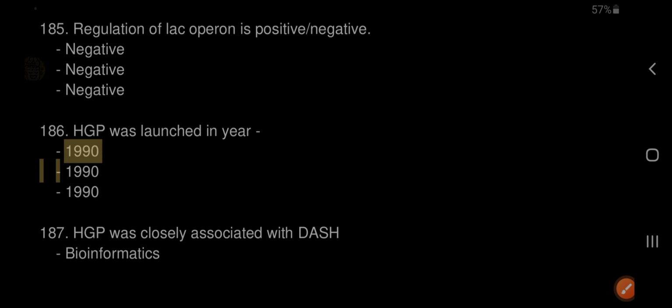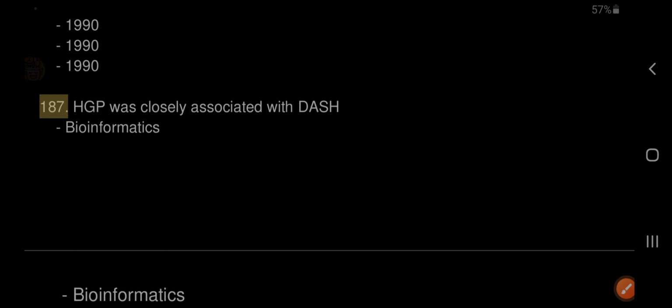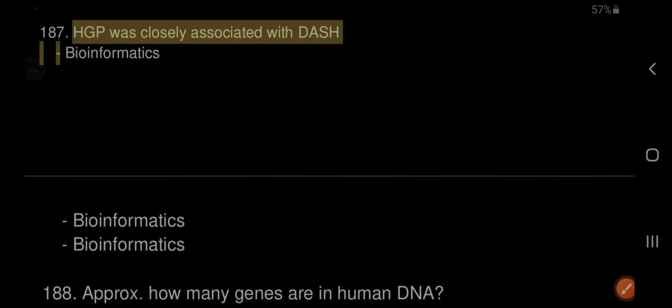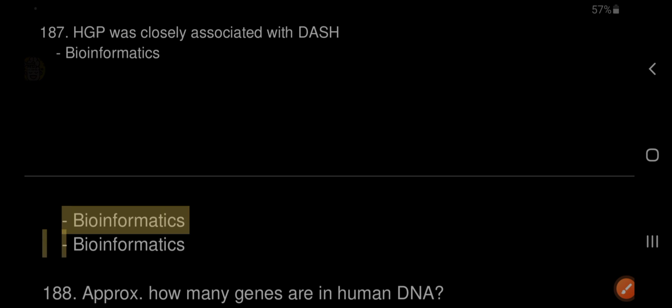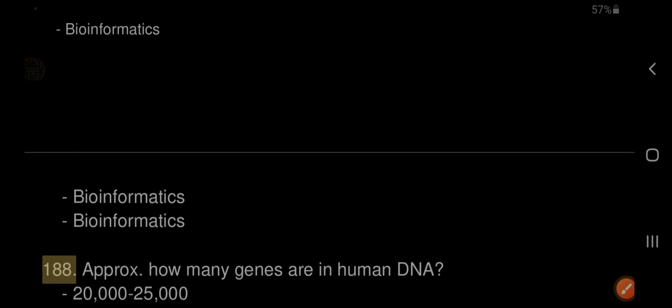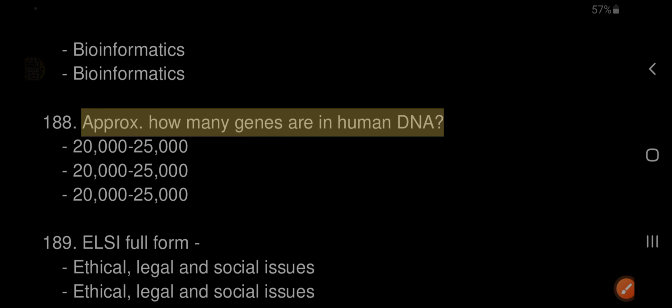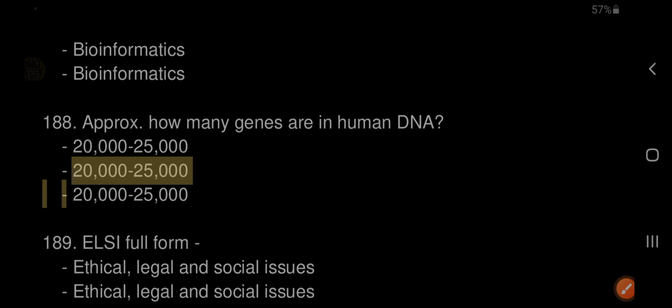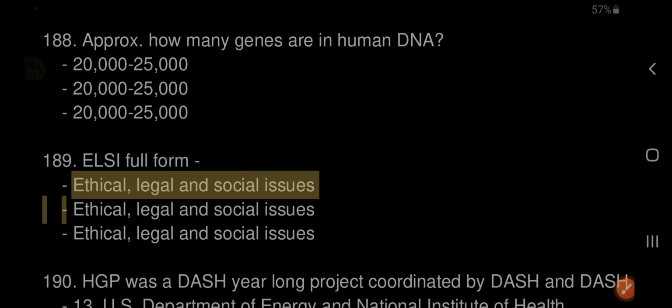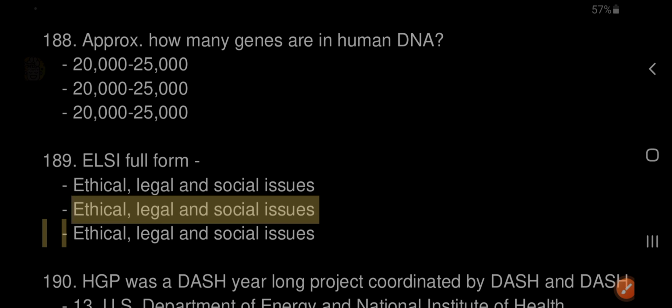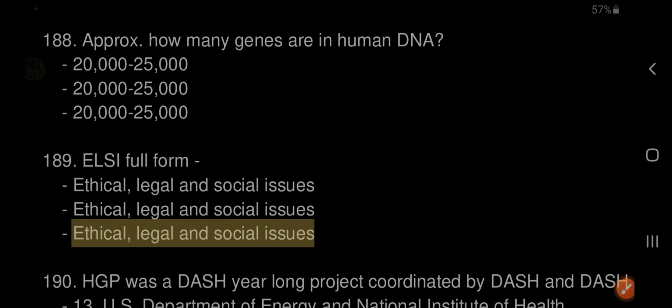187. HGP was closely associated with bioinformatics. 188. Approximately how many genes are in human DNA? 20,000 to 25,000. 189. ELSI full form: ethical, legal and social issues.